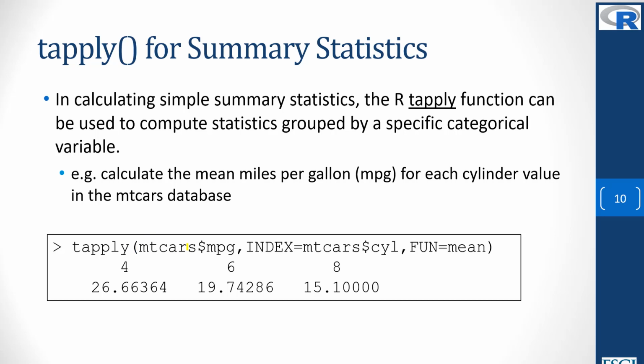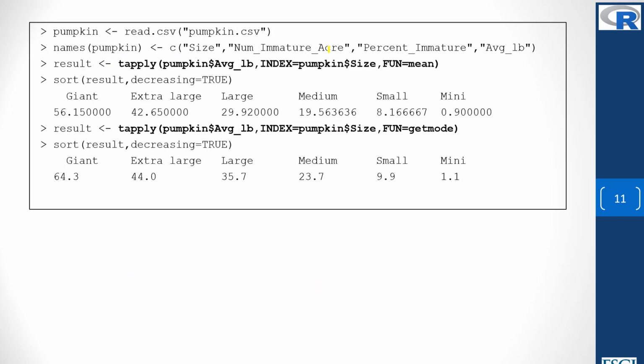So in this example, we're taking the mtcars data set, which is a very commonly used data set in base R, and we are indexing or grouping it by the cylinders. The summary function we're applying is the mean function. This goes through all the data and finds each group of data based on its cylinder value. So here we have 4 cylinders, 6 cylinders, and 8 cylinders, and then it calculates the mean within each of those groups. So we can apply this to our pumpkin data.